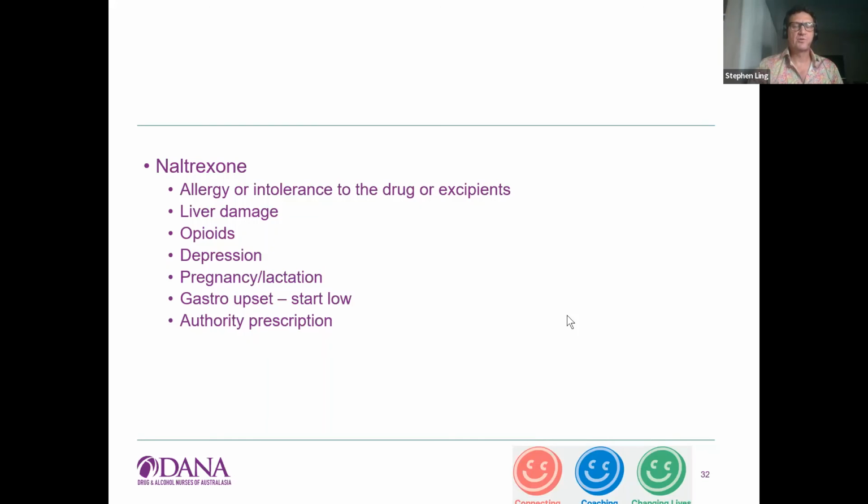Naltrexone shouldn't be prescribed for patients with severe liver damage, and it can in fact cause some liver damage in its own right. Patients who use opioids shouldn't be prescribed naltrexone because of the risk of precipitating an opioid withdrawal syndrome. It can produce depression in some patients, so that should be monitored for closely. It's not approved for pregnancy or lactation. Again, it can cause some gastro upset in the first week or so of treatment. Typically, I'd start with half a tablet, 25 milligrams, and after about a week, go to a full tablet of 50 milligrams. Again, it requires an authority prescription.